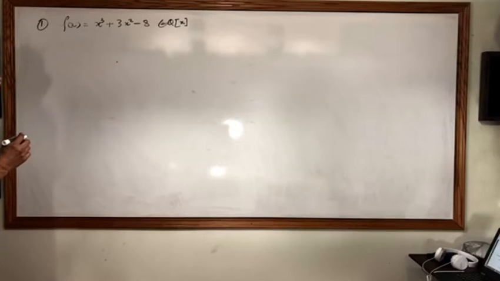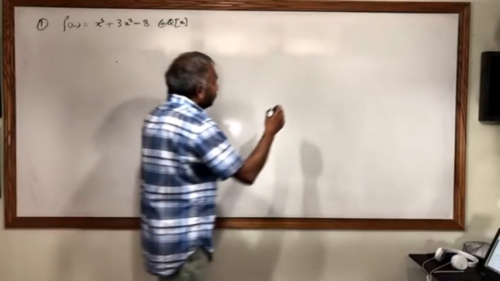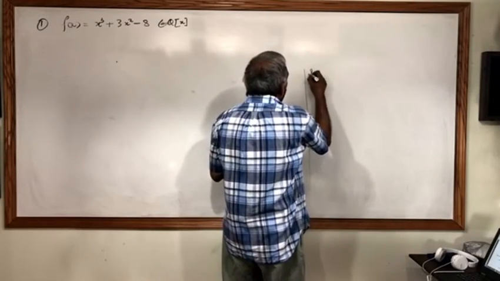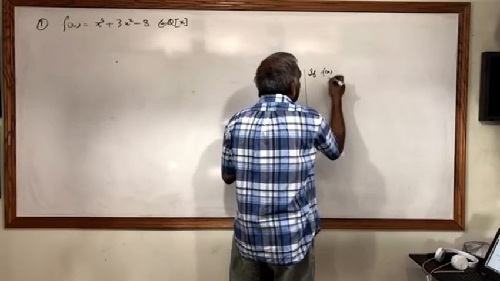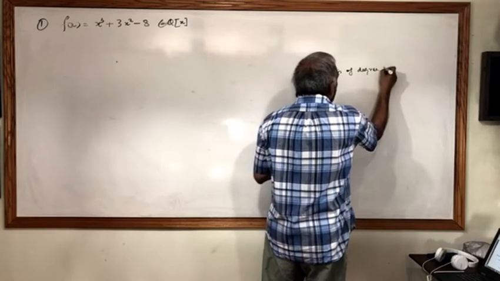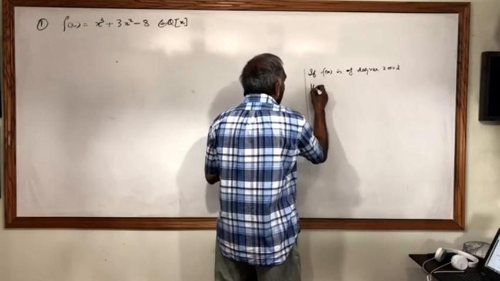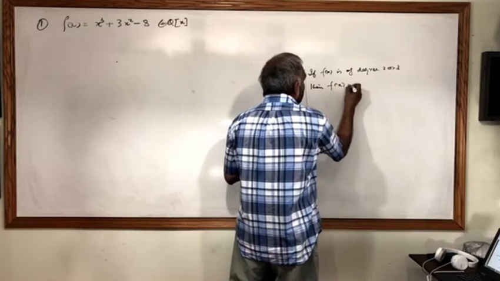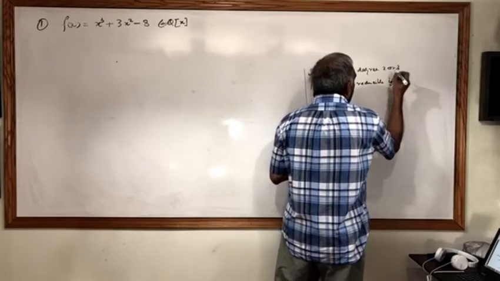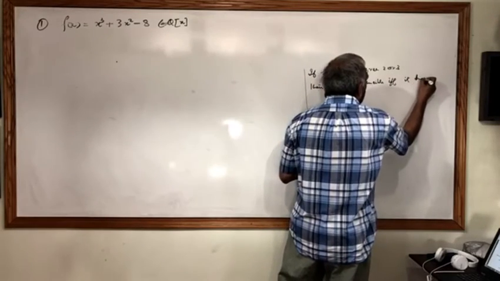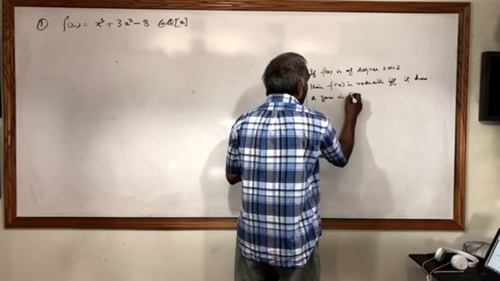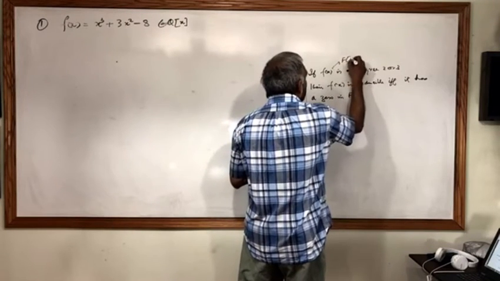The theorems which we are going to use here is: if f of x is of degree 2 or 3, then f of x is reducible if and only if it has a 0 in F. This belongs to F of x.